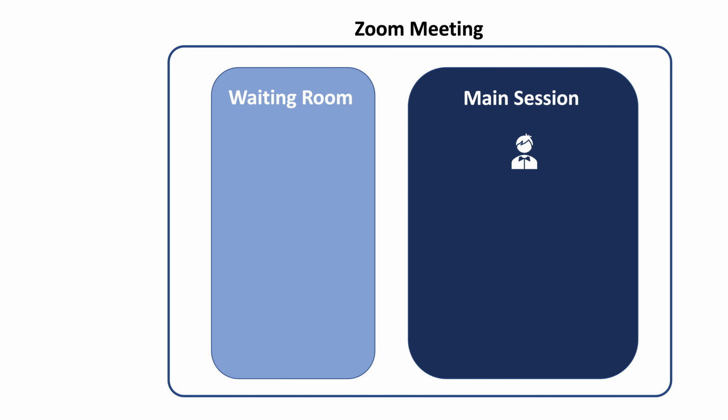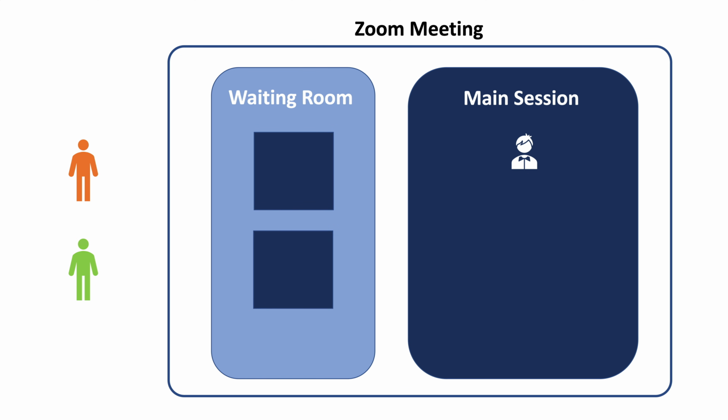Well, to start with, the host is in the main session, and participants use the Zoom meeting invite to join the meeting. The invite will include the URL and password, and the password might be embedded in the URL depending on the host's meeting settings. Since the waiting room feature is turned on, participants enter a waiting room. This waiting room is not a communal space. Participants are not aware of the presence of other participants in the waiting room, nor can they interact with each other in the waiting room.